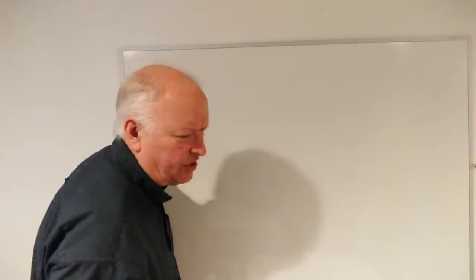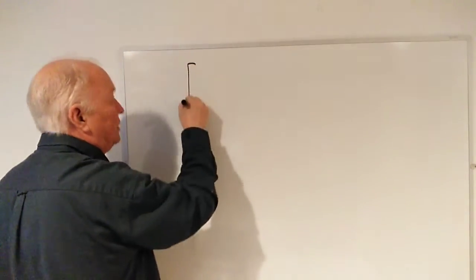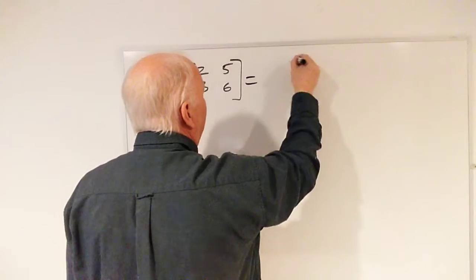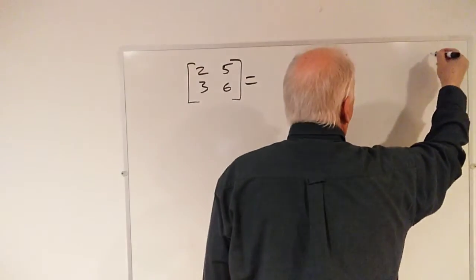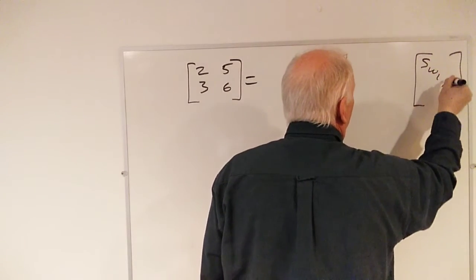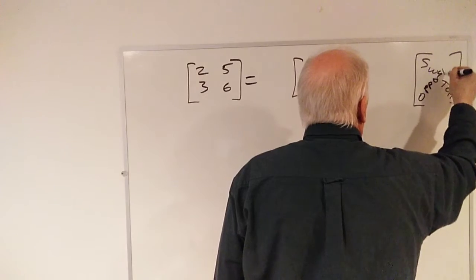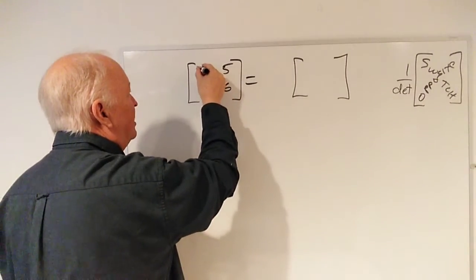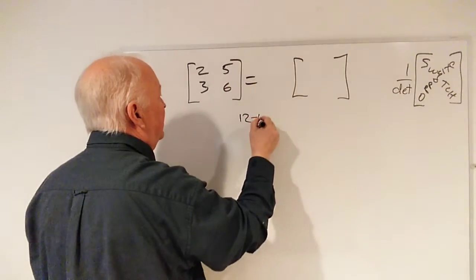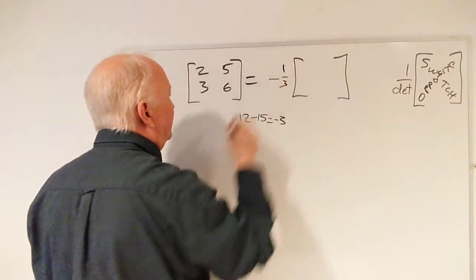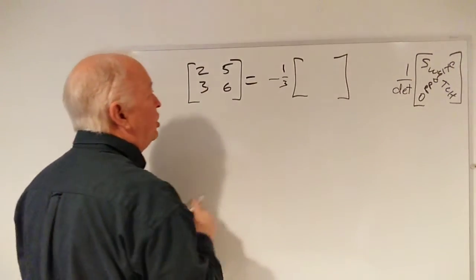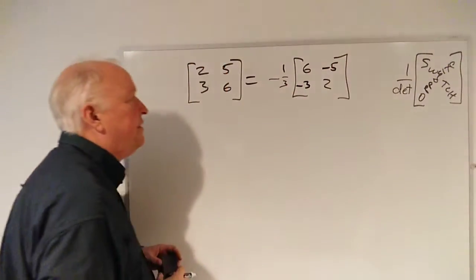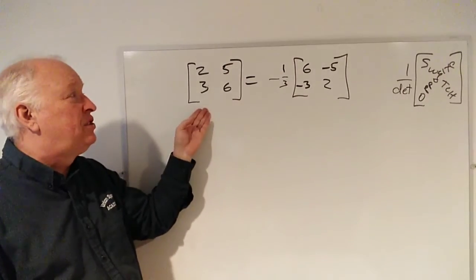Let's just throw some out there. 2, 3, 5, 6. What will be the inverse? Remember the pattern? Switch, opposite, and the inverse of the determinant. Well, the determinant is going to be 12 minus 15, which is negative 3. So I have negative 1/3. And then we're going to switch these two, 6 and 2, and make these opposite, negative 3, negative 5. And there I have the inverse of this 2 by 2 matrix.